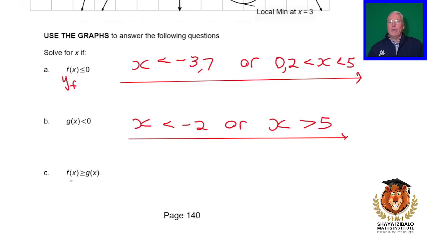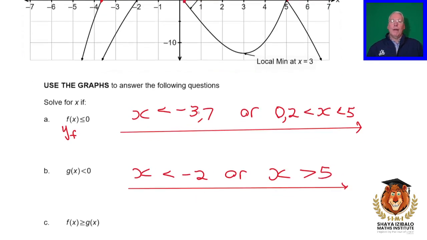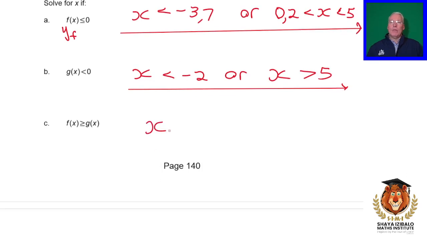The next one says, where is f bigger than or equal to g? Well, f is bigger than g when x is less than -1. It's above g. X less than or equal to -1. Notice, because this is bigger than or equal to, we can include the endpoints, or x bigger than or equal to 5.